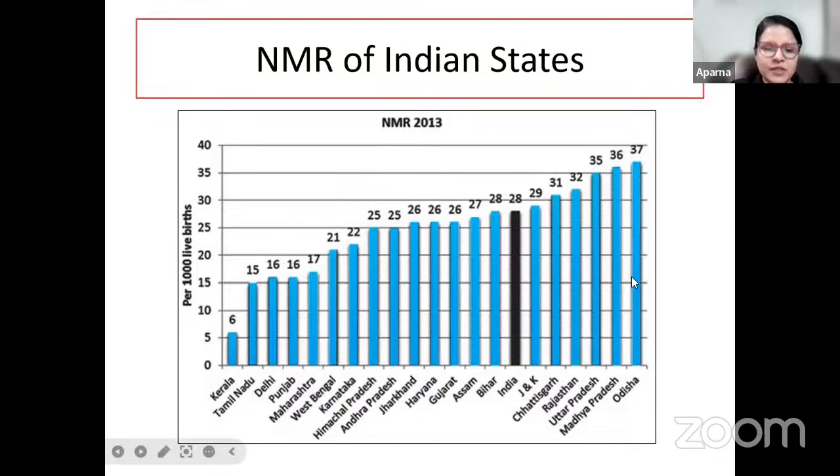So this gives a state-wise representation of NMR. Of course, this is not very recent. This is from 2013, nearly 10 years old. Kerala's NMR is 6, and this has perhaps dropped slightly further to around 5. And this remains the lowest NMR across the country. And the state with the maximum NMR is Odisha, which has 37 per thousand. This is as of 2013. I would request all of you to kindly look into the latest data from NFHS 5 as well.